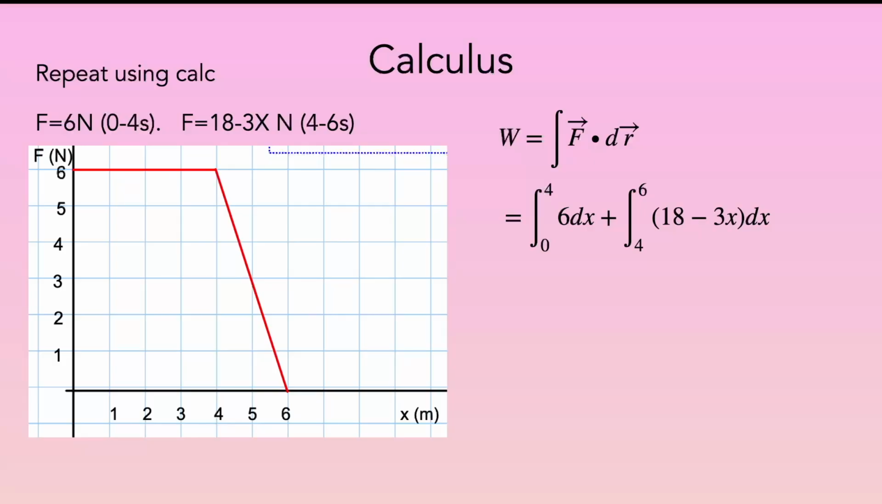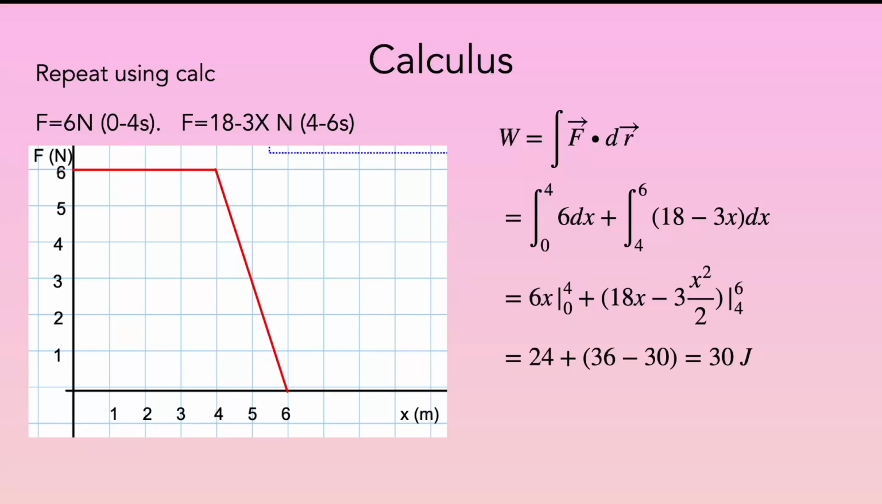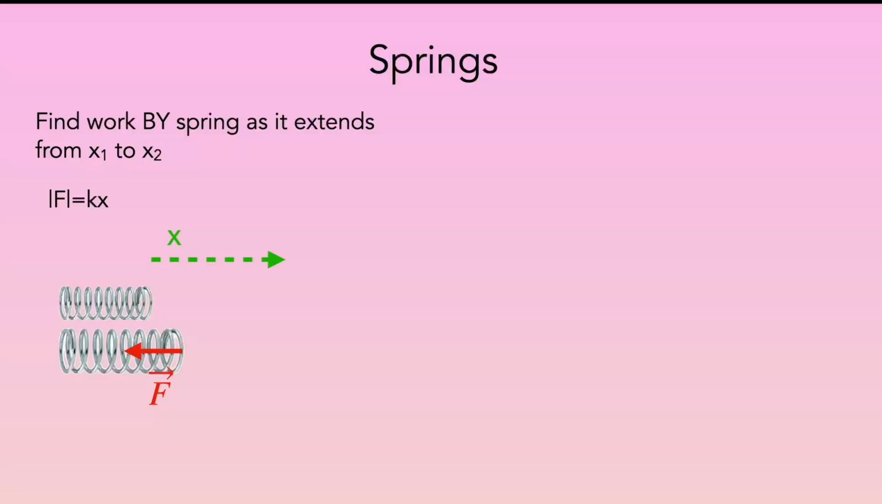Now, the equation for that line for the force in the second part, from 4 to 6, is 18 minus 3x. When we integrate that, we're going to break that into two integrals, 18 dx and negative 3x dx. And when we integrate those, we have 18x minus 3x squared over 2. And lo and behold, we're ending up with the exact same energy, same work transferring energy.